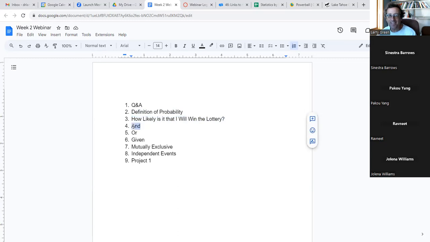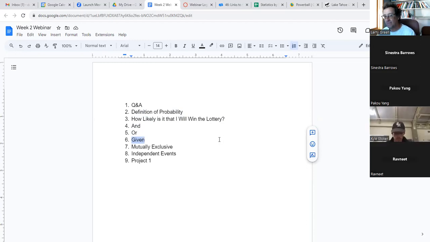And this looks really easy. And so we're going to be looking at the word "and" in probability. And that has a very special meaning with a math equation. So we'll get into that. Then we're going to get into the word "or". And that also has a special meaning in probability with a math equation. Then we'll get into "given". Again, special meaning with a math equation. So there's going to be a lot of math equations in this particular chapter. So be ready for that.